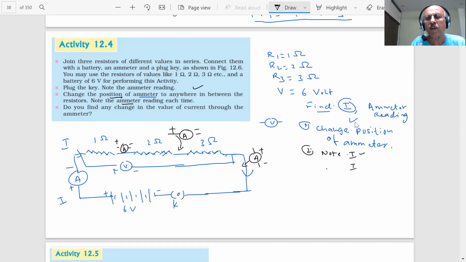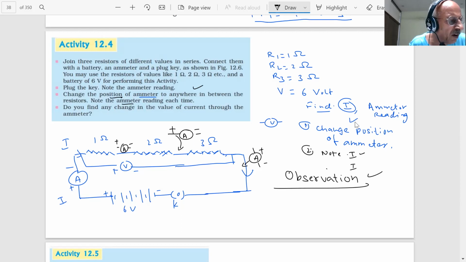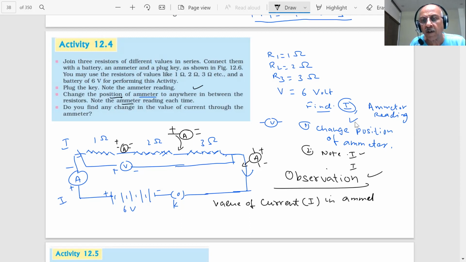And tell me what will you observe? Will you observe different current at different points or the same current? Tell me what will happen. What is our observation, students? This is an activity. What will we observe? That the value of current in the ammeter. Tell me, is it same or different?